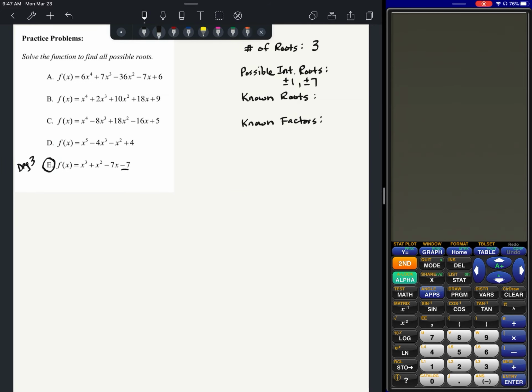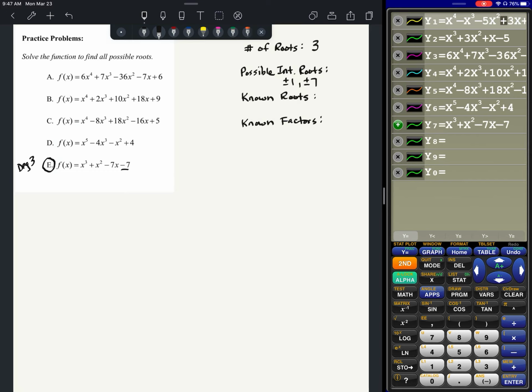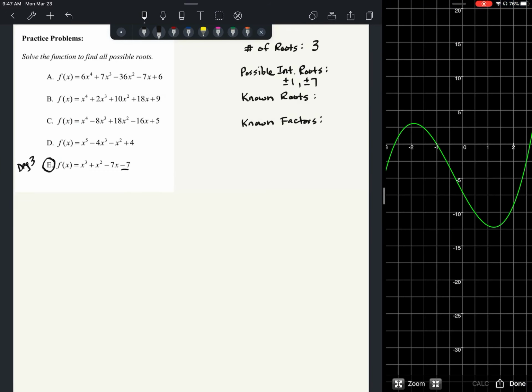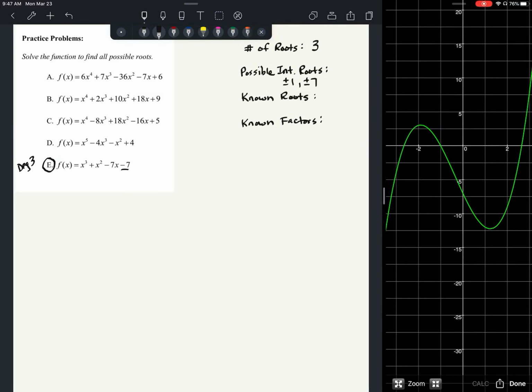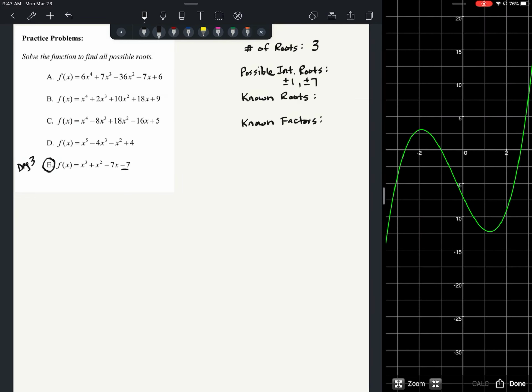So let's graph it and see which roots we actually may have. You'll see I already have it typed in. I'm going to press graph. All right, looks like we're going to have 3 real roots. That's nice, right? Because it crosses the x-axis 3 times.